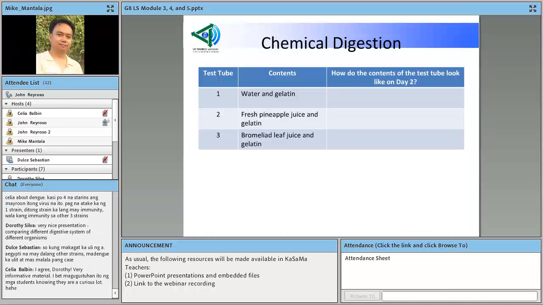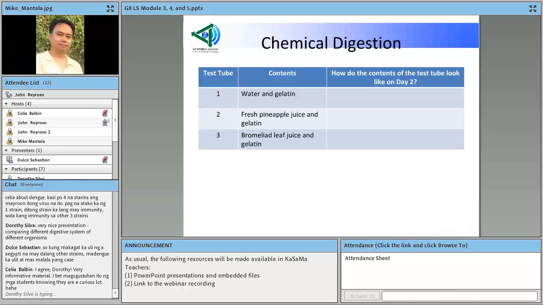Bromelain, the enzyme in pineapple juice and bromeliad leaf juice, is a protease. Okay, it's a kind of enzyme that facilitates the breakdown of protein. Gelatin is a protein. Okay.